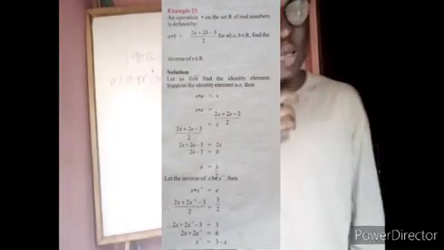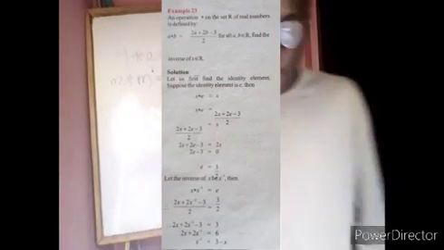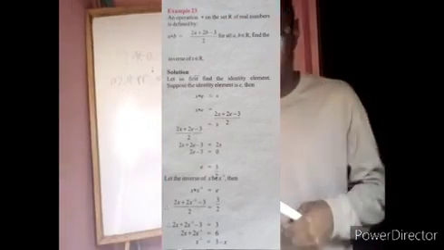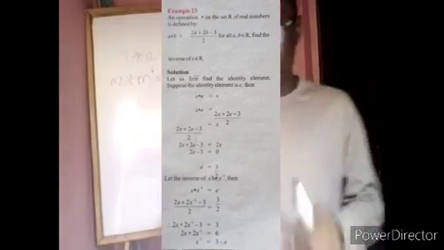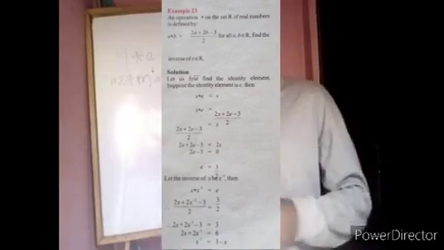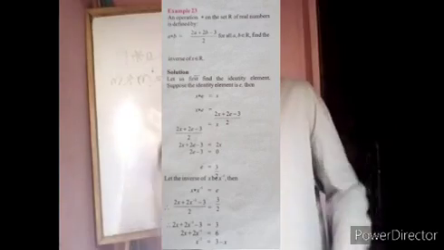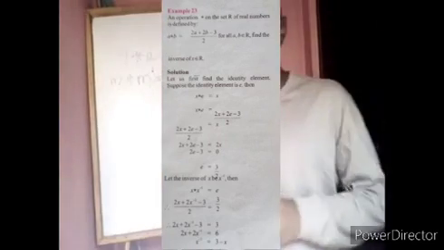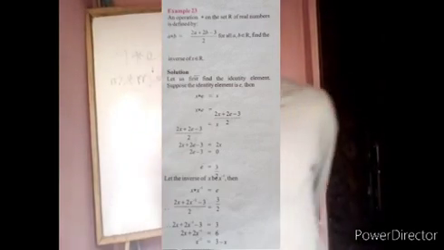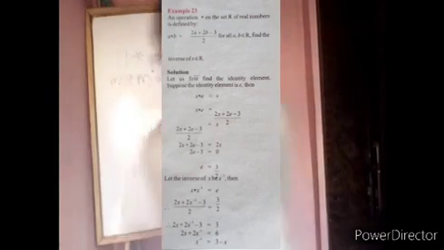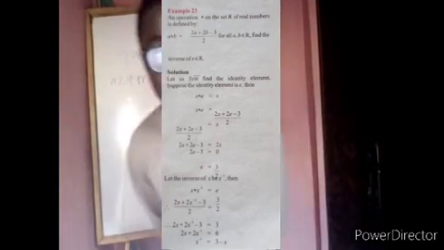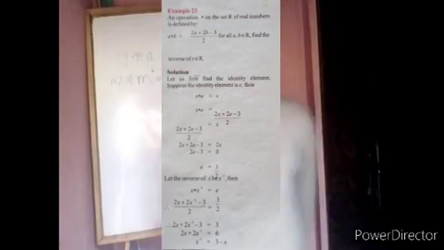Basically, in this example, first of all, we have to find the identity element. Identity element and inverse element are tied together, right? So let's find the identity element first. For the identity element, we have X operation E equals X. That means X operation E equals 2X plus 2E minus 3, then divided by 2. So we get 2X plus 2E minus 3 equals 2X, and when we solve for E, E equals 3 over 2. So that is the identity element here.